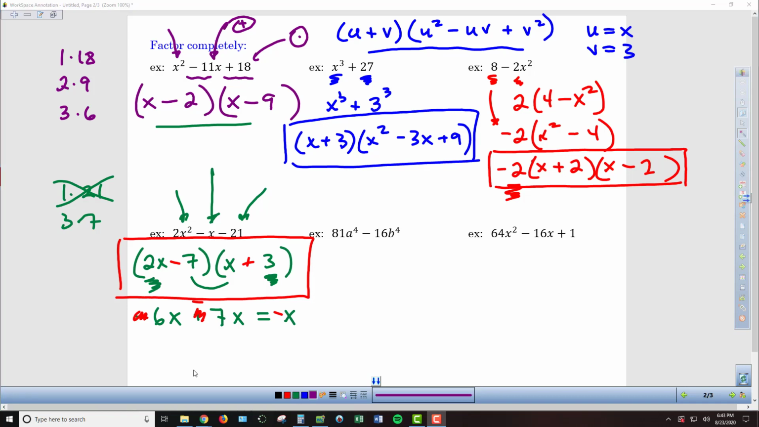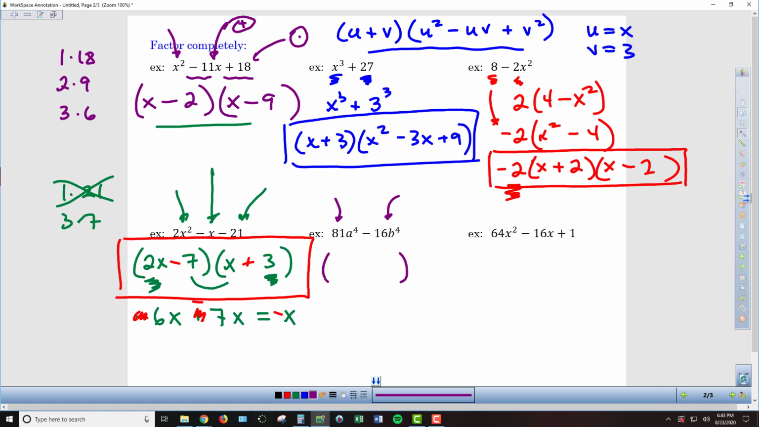For the next one, it's subtle, but this is another difference of squares. 81 is certainly a perfect square. So too is a to the 4th. The square root of that would be a squared. And likewise over here, 16 is a perfect square. b to the 4th is a perfect square, just like a to the 4th is. So what we have here is a difference of squares.